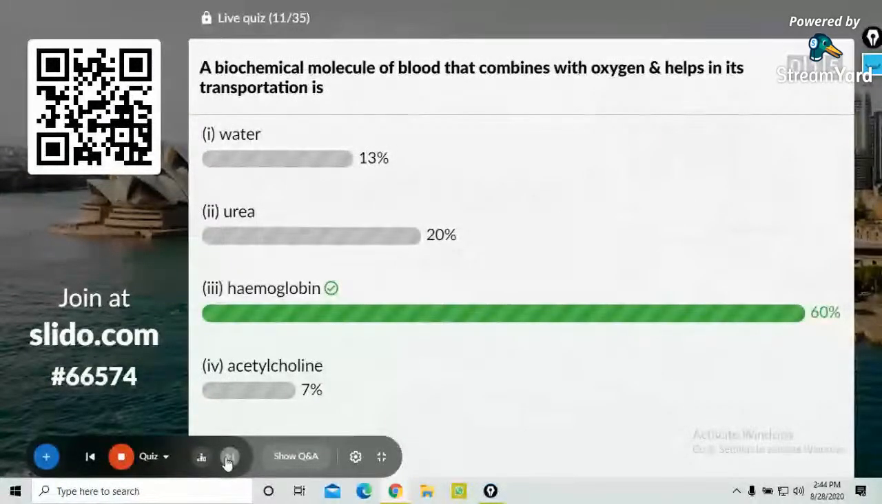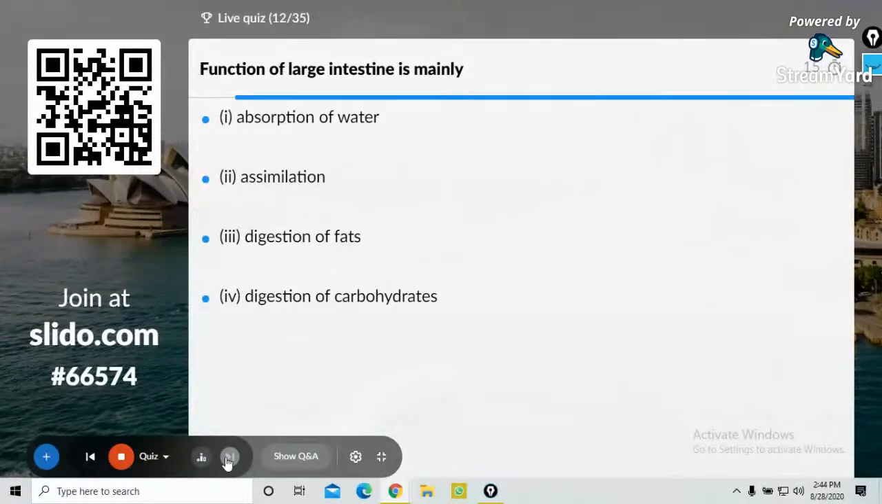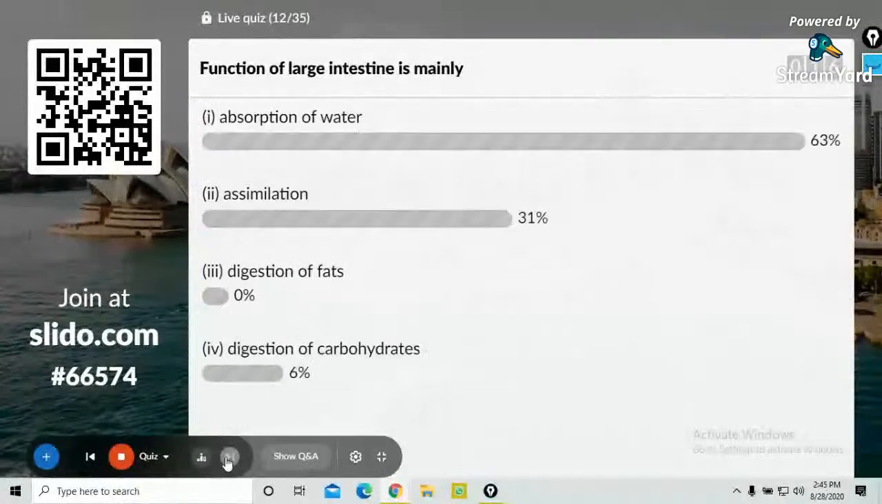Next question on the screen. Function of large intestine is mainly absorption of water, assimilation, digestion of fat, digestion of carbohydrate. Guys, large intestine, the function is absorption of water.